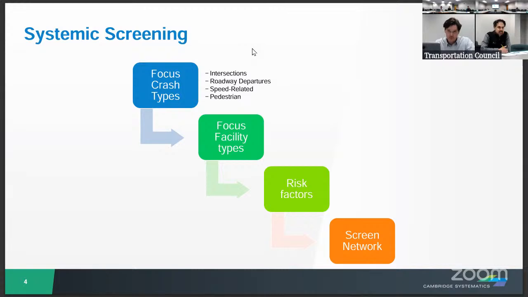The first step for us is to identify focused crash types. So for this process, we really looked at those crash types, those emphasis areas that are related to infrastructure locations. So intersections, roadway departures, crashes that are speed related, and pedestrians. So today we're going to show some of the focus facility types, talk a little bit about how we're doing the risk factors as well, and then we will show some of the systemic treatment packages that we're currently developing.